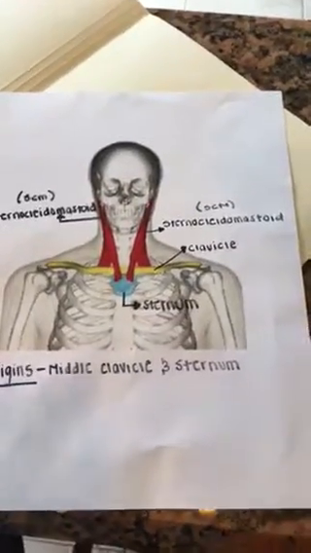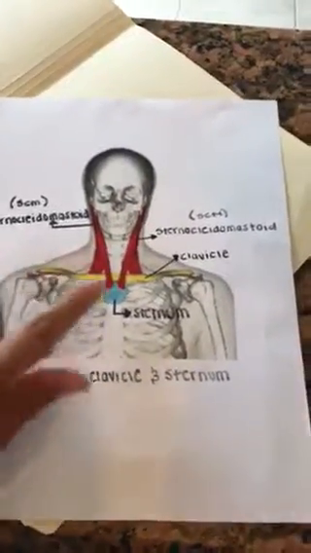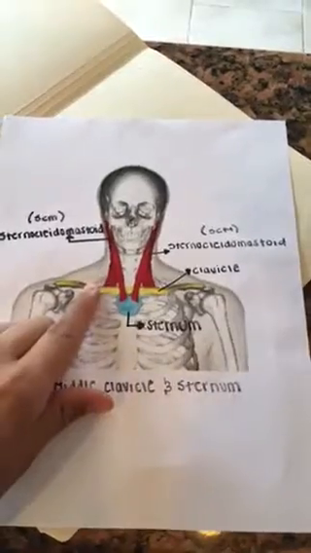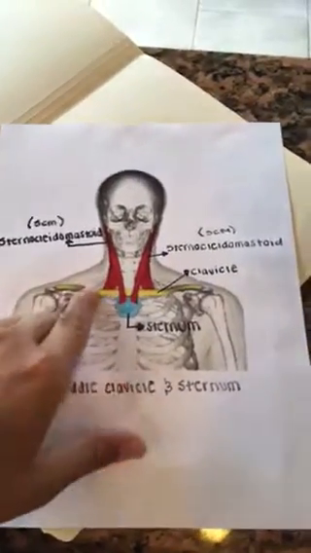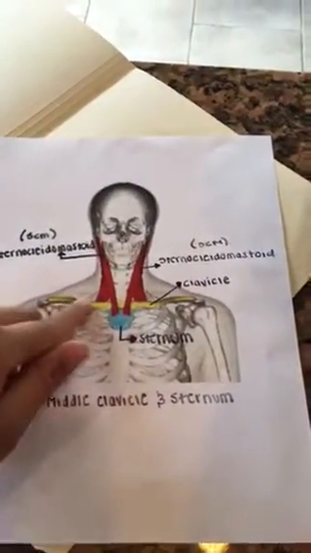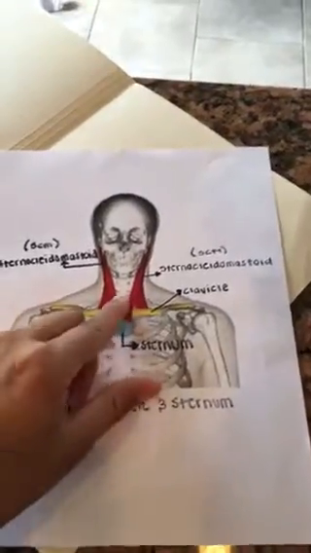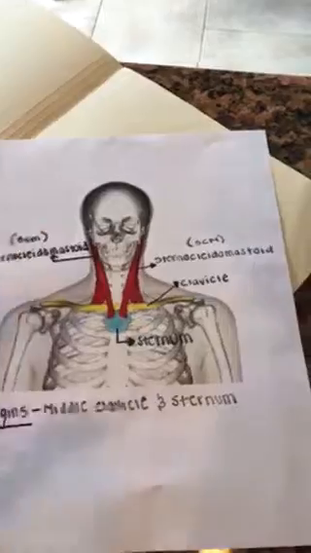The sternocleidomastoid origin is the sternum, which you can see right here in blue, and the clavicle in yellow. These are where the sternocleidomastoid originates from. In the red, I have the sternocleidomastoid muscle with its two heads.